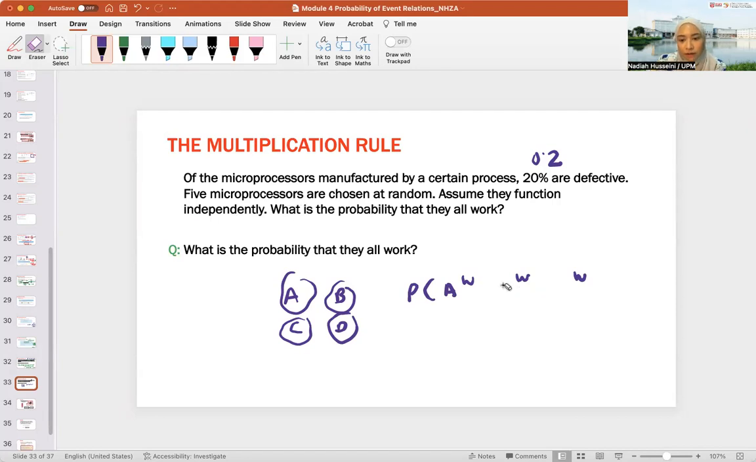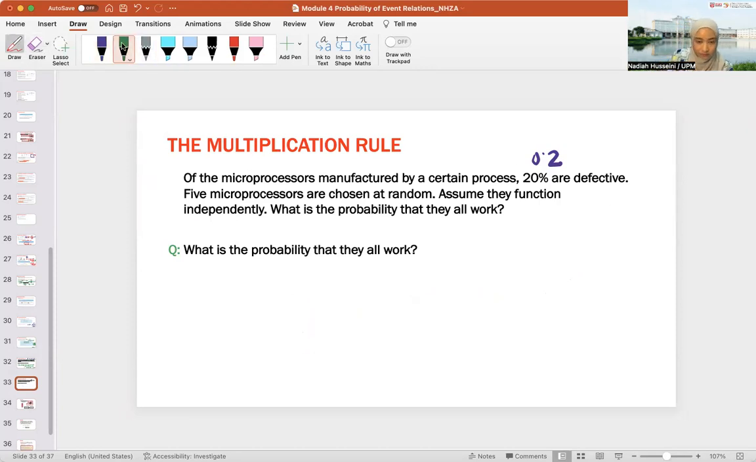Now in this case, we have 5 microprocessors. So how do we do this one? I'll give you guys 2 minutes. So what's the answer?